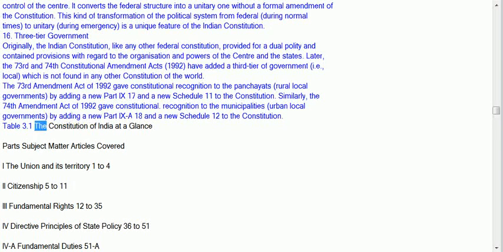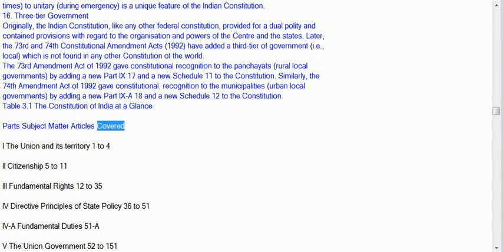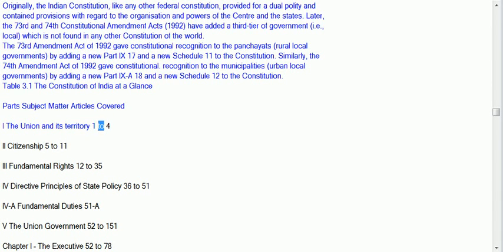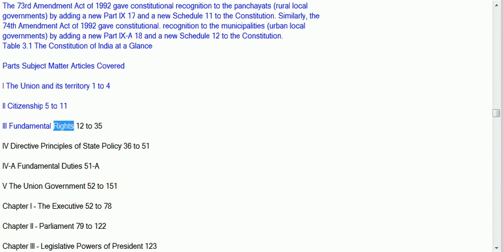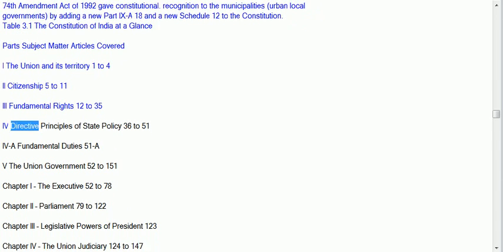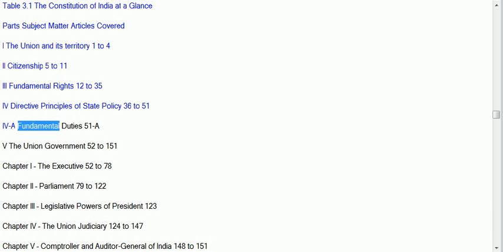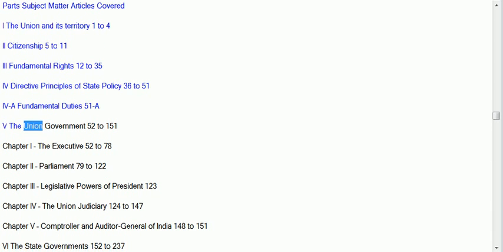Table 3.1 The Constitution of India at a glance. Parts, Subject Matter, Articles covered. I. The Union and its territory, 1 to 4. 2. Citizenship, 5 to 11. 3. Fundamental Rights, 12 to 35. 4. Directive Principles of State Policy, 36 to 51. IVA Fundamental Duties, 51A. V. The Union Government, 52 to 151.